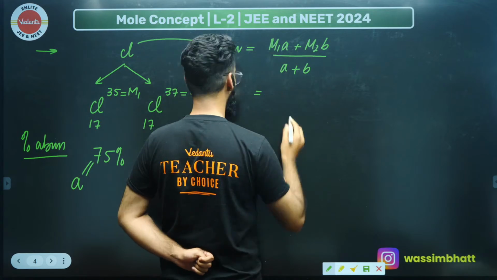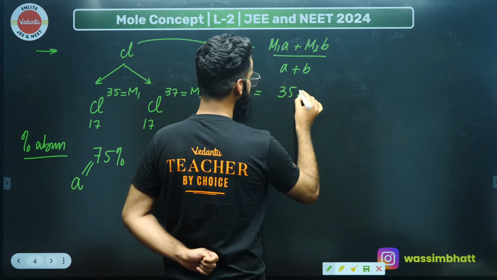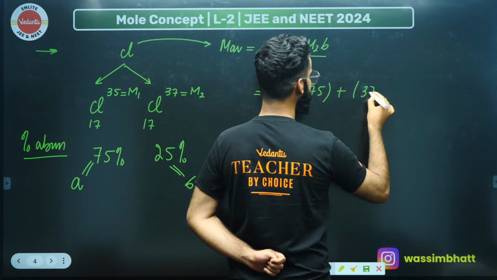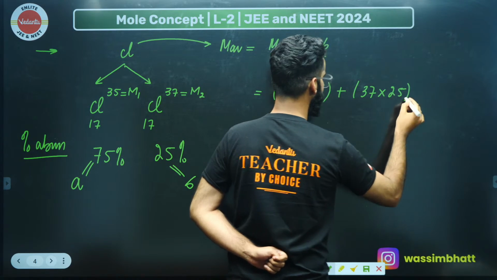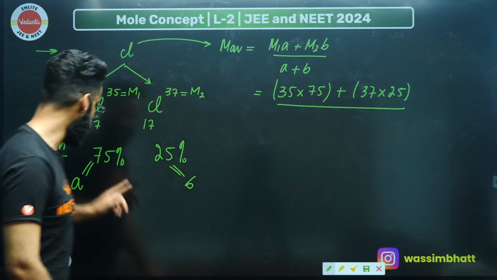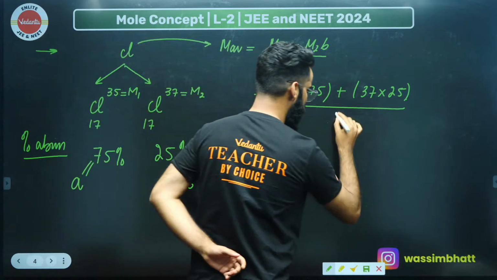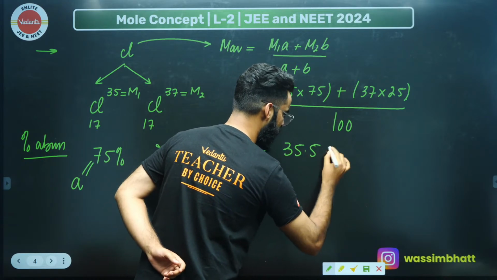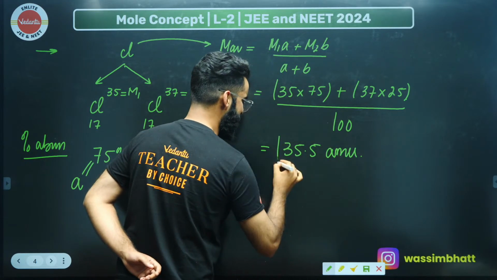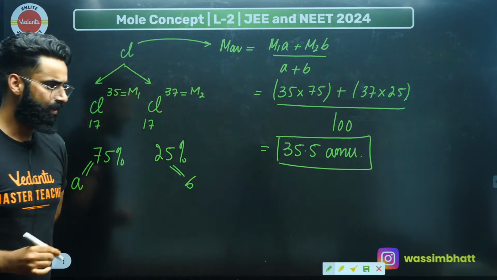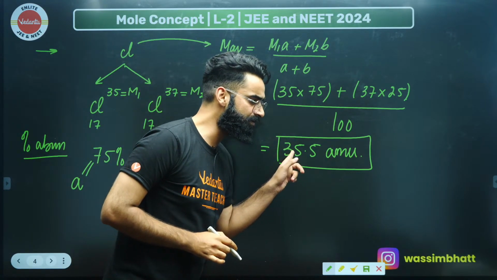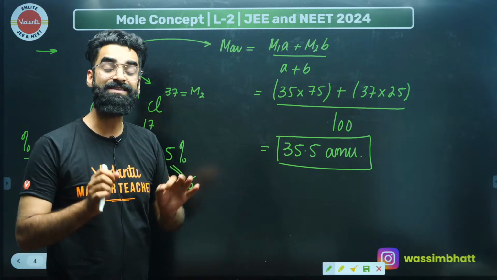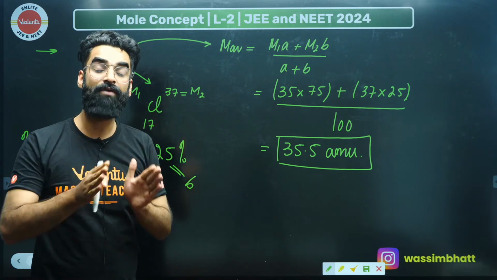Now what is the value of M1? M1 value is simply 35. What is the value of A? A value is 75. Similarly, M2 value is 37, and B value is 25, divided by A plus B. A plus B over here comes out to be 100. And when you solve this, the value comes out to be exactly 35.5, and you're going to write its units. It's going to be AMU. So if I ask you what this 35.5 is, it is basically the average atomic mass of chlorine.